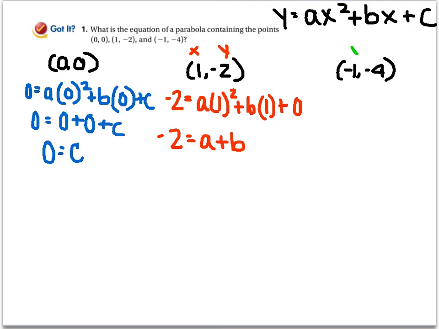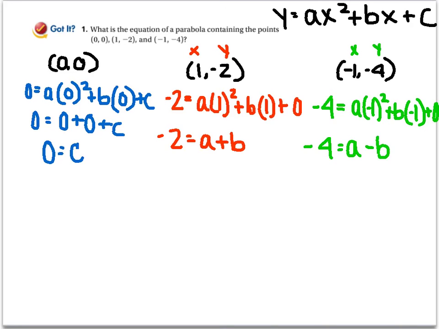And then in our last equation, x is negative 1, y is negative 4. Negative 4 equals ax squared plus bx plus c. Negative 1 squared is always going to be positive, so negative 4 equals a. B times negative 1 gives you minus b.